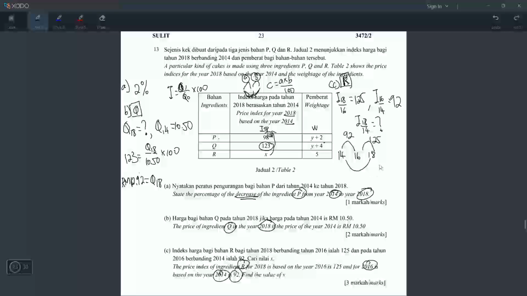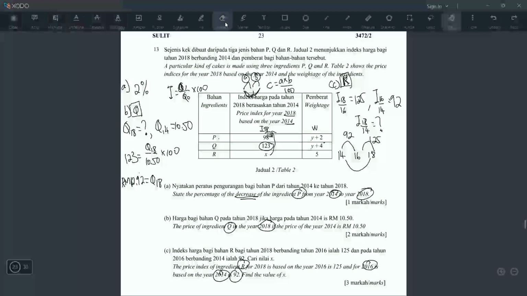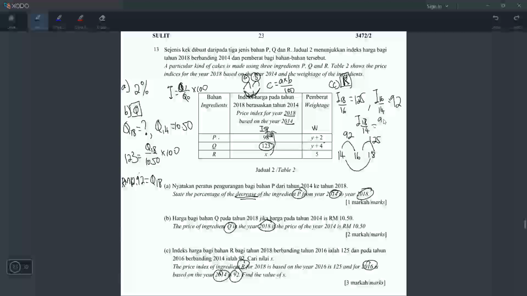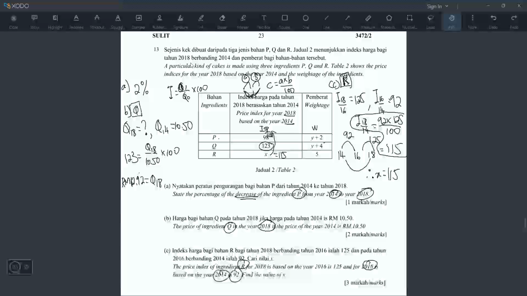So how to find this then? How to find the 18 over 14? You just take 92 times 125 divided by 100, right? And then if you press this, you will get the answer already. Okay. So let's press this, 92 times 125 divided by 100. Okay, I get 115. So the value of x is 115. It means this is 115. Okay, let's write down here also because maybe later, next question, you might use this, right?